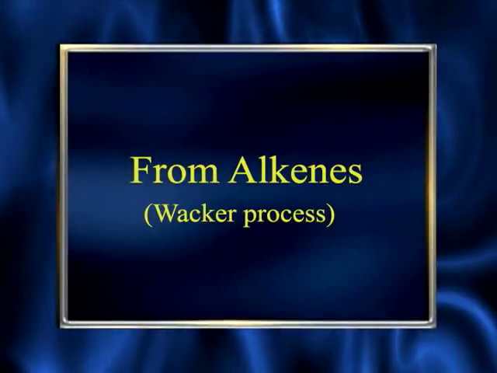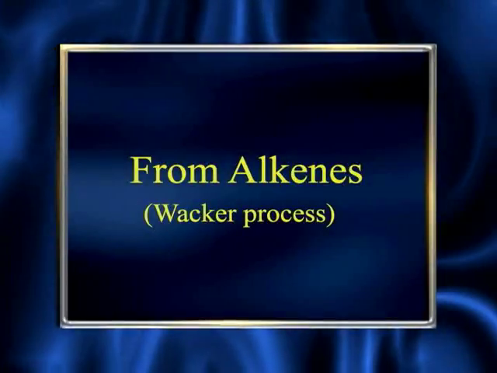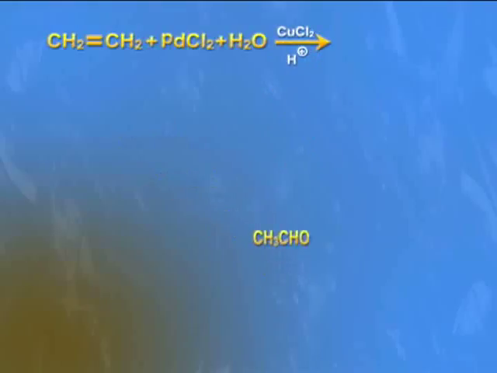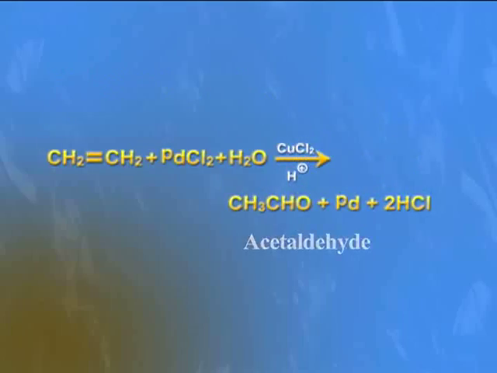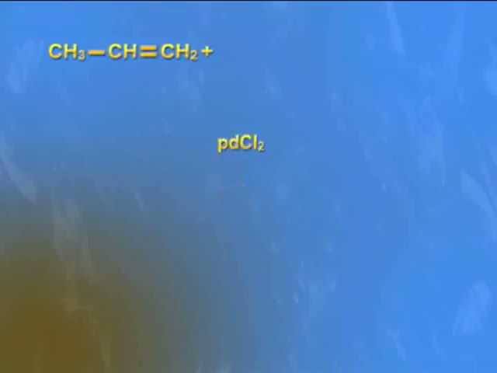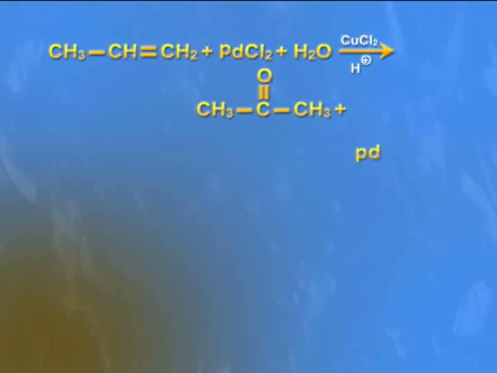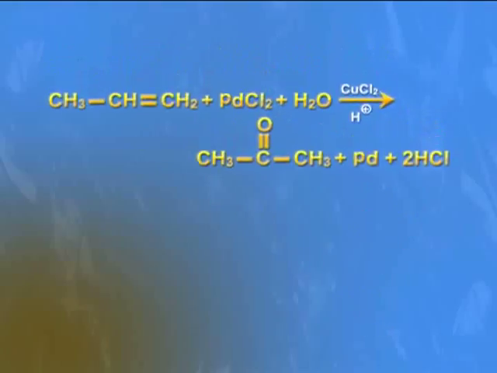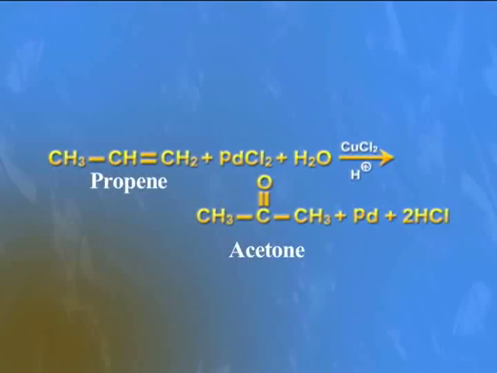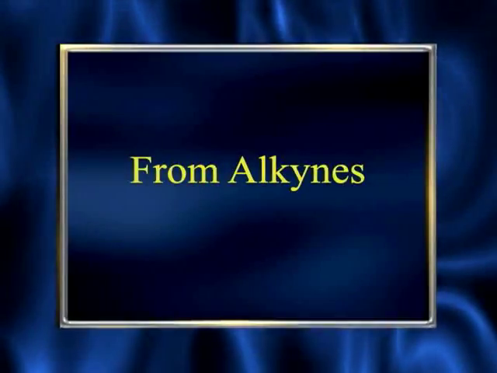Next, we can prepare from alkenes by Wacker's process. Acetaldehyde is obtained by passing ethylene through an aqueous solution of palladium chloride and cupric chloride. Acetone also can be prepared using this method, but by passing propylene gas through an acidified aqueous solution of palladium chloride and cupric chloride. Now let us prepare from alkynes.